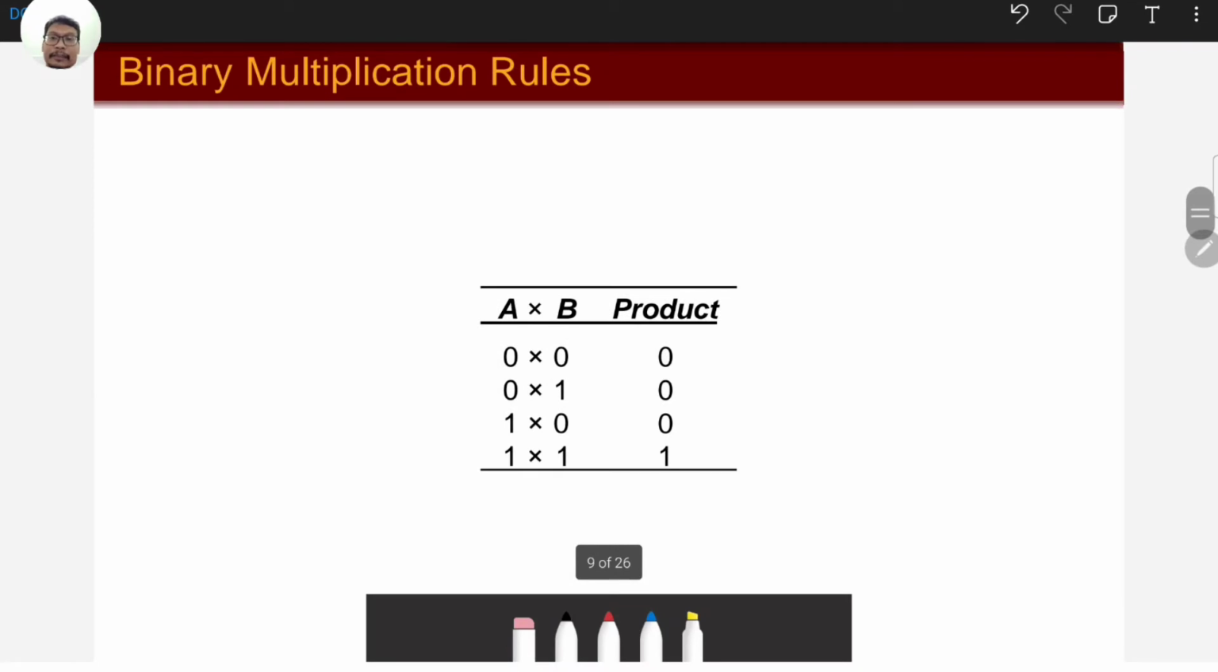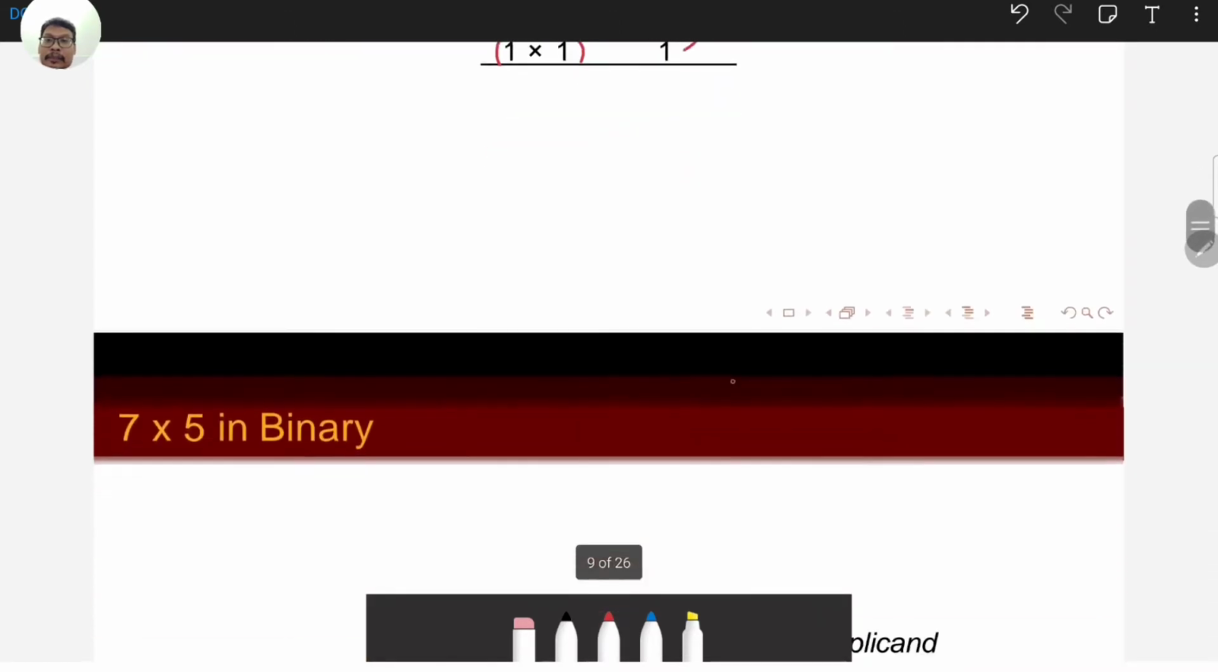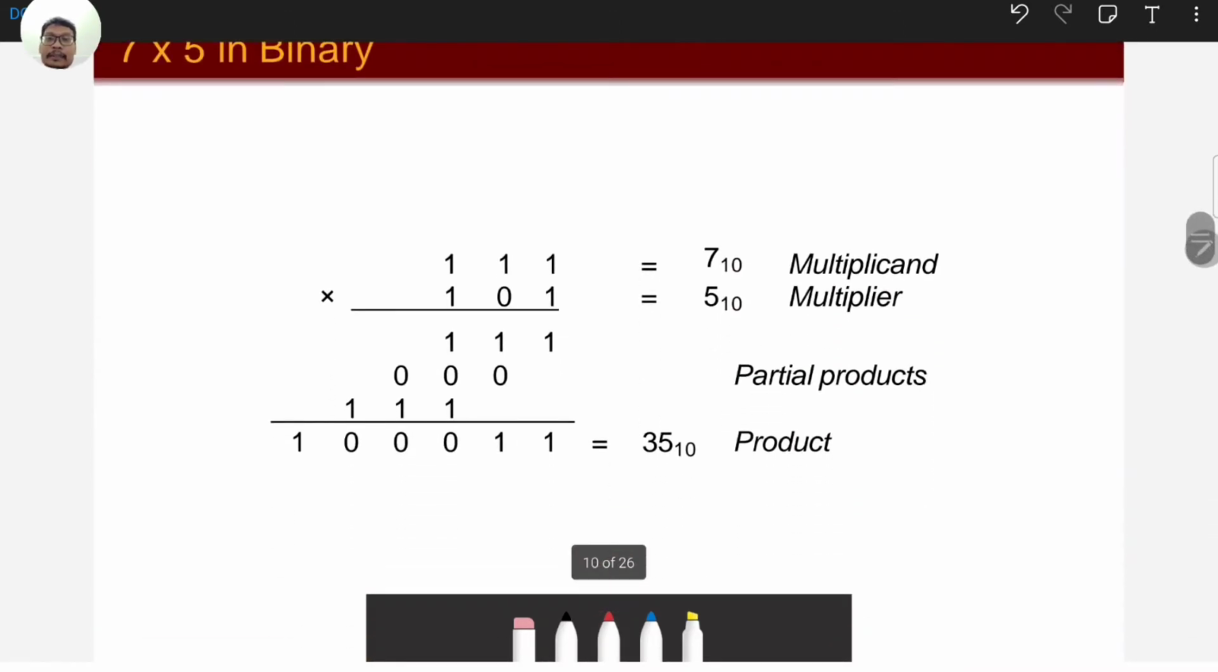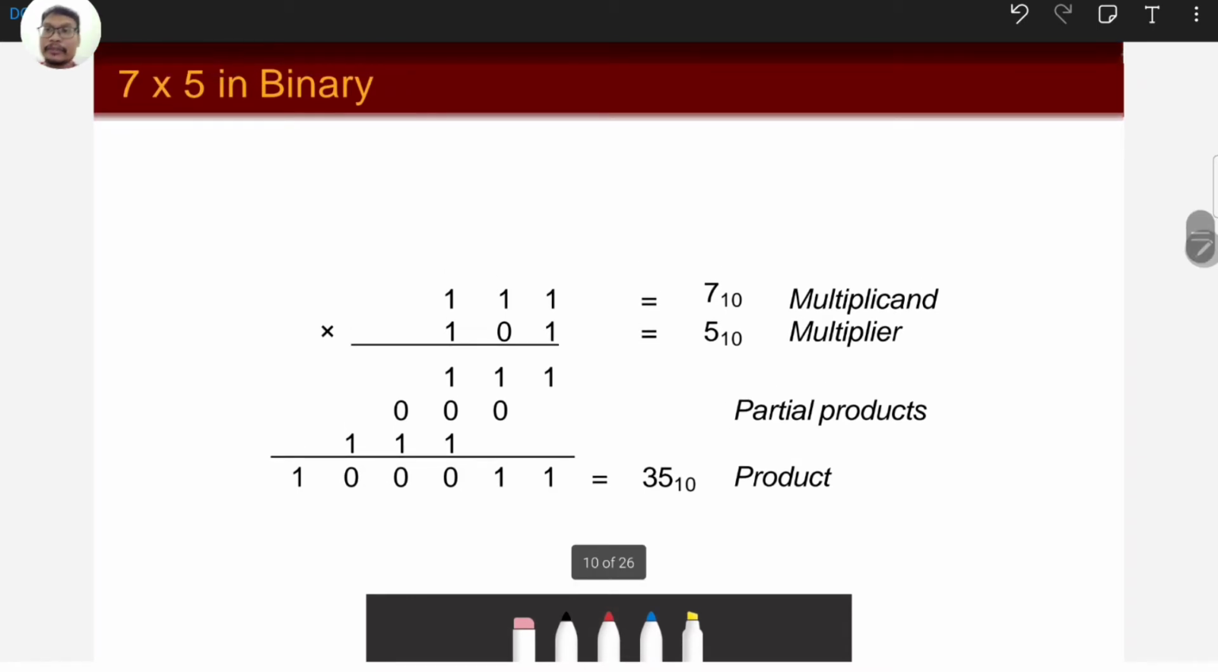Let's look at binary multiplication. In multiplication, we have 0 times 0 equals 0, 0 times 1 equals 0, 1 times 0 equals 0, and 1 times 1 equals 1. So this is quite straightforward. And let's look at a little bit more complex binary multiplication. We're trying to do, for example, 7 times 5. So 7 in binary is 1, 1, 1. And then 5 in binary is 1, 0, 1.